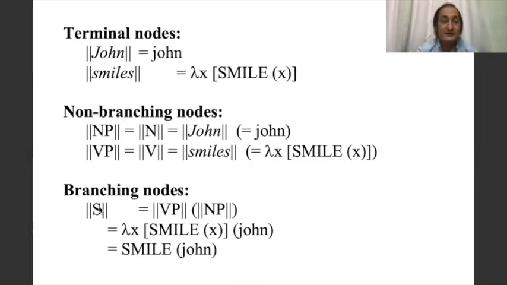Then with branching nodes, the translation of the S node is the result of applying the translation of the VP node as a function to the translation of the NP node. That is, we take the lambda x smile of x, we apply it to John, and we get smile of John.